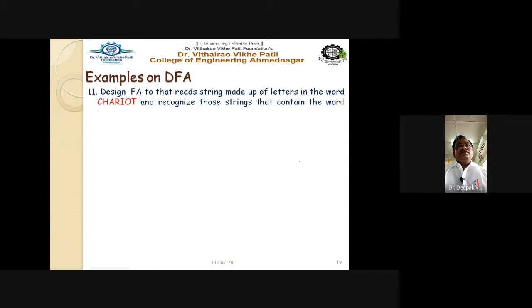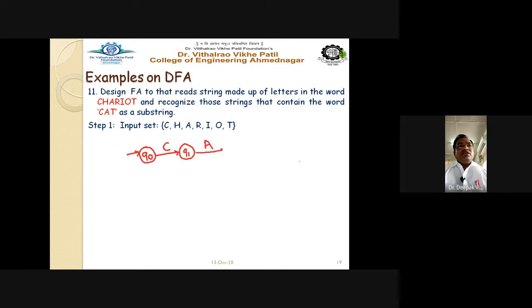Okay, so another interesting example to draw a DFA. Read the question carefully. It reads the string made up of letters in the word CHARIOT, and recognizes those strings that contain the word CAT as a substring. So very simple. The input set is given, that is nothing but CHARIOT. This is your input string, and the substring you want here is CAT.